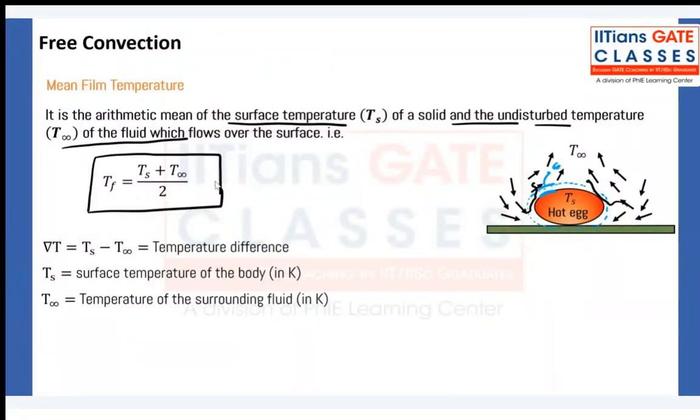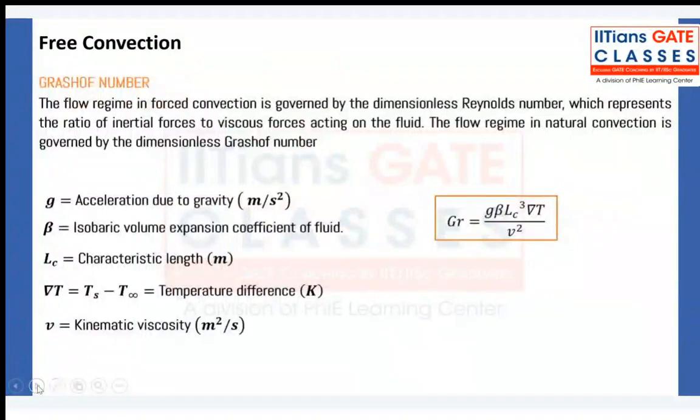Now, here are some dimensionless numbers. Grashof's number we have already seen. There are a few other numbers that are responsible in free convection, but the most dominant number is Grashof's number. The flow regime in forced convection is governed by the dimensionless Reynolds number, which tells you the ratio of inertial to viscous forces, and it tells you if the flow is laminar or turbulent. In natural or free convection, the flow regime is governed by the dimensionless Grashof number.